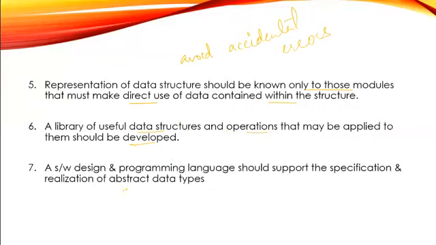The next one is that the software design and programming language should support the specification and realization of abstract data types. Whatever software design or programming language you're using, Java, C, C++, it should support the specifications. That is, whatever features or specifications you want need to be present within that programming language, and the language should be able to define them. So it should support all the specifications and realization of abstract data types.